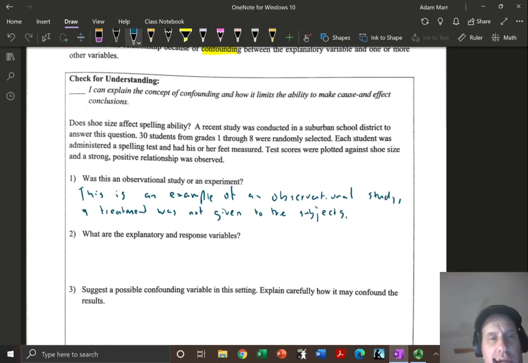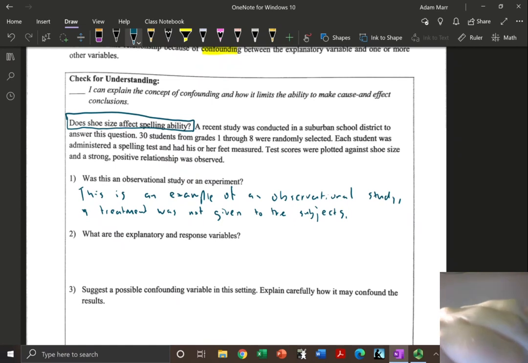Okay, what are the explanatory and response variables? So no problem, that's easy enough, right? Okay, so let's see here. The first question a lot of times gives this away, but be more specific though than the first one. The first question says, does shoe size affect spelling ability? But what specifically was measured here? That's general right here. This is really just in general. More specifically right here, they said test scores were plotted against shoe size.